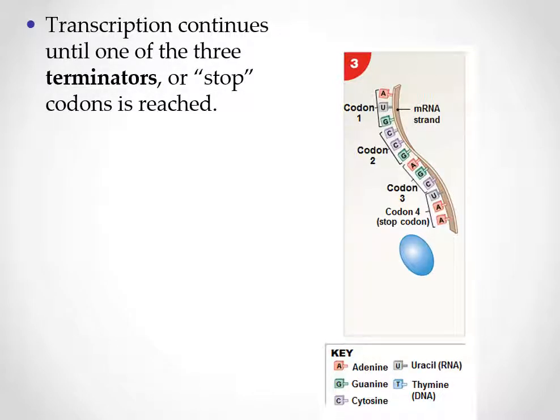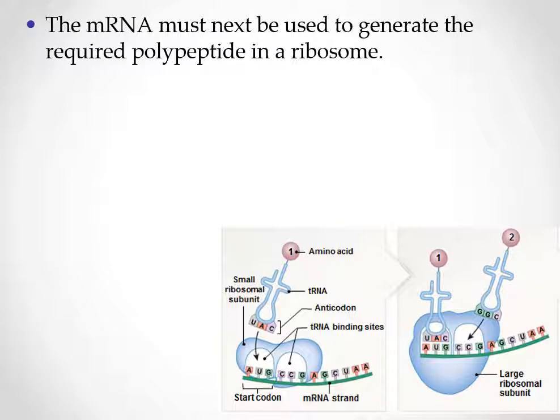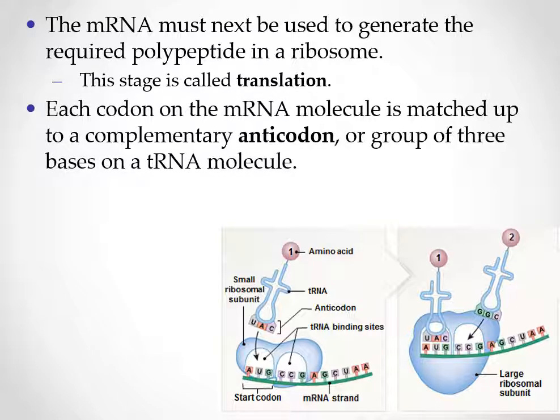There's also a stop or terminator codon, and it reads the message all the way until it hits the stop. The stop can be UAA, UGA, and UAG. How I remember it is University of Georgia, UGA, and then UAG and UAA. So the messenger RNA is going to generate the required polypeptide. So basically this is translation.